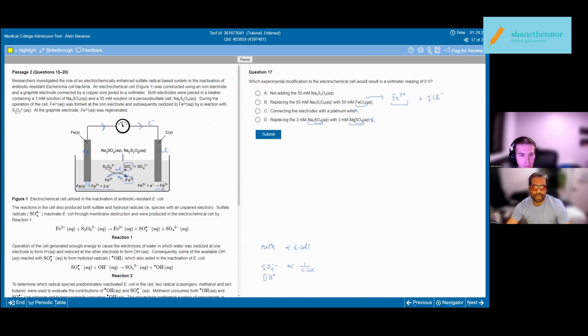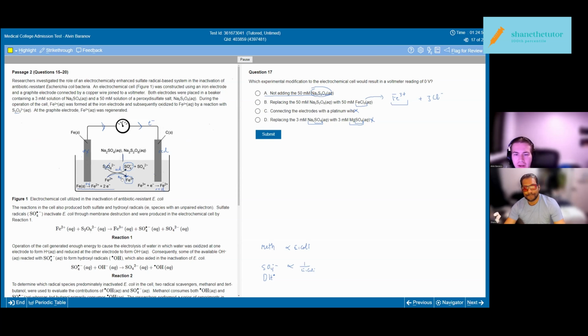But I think it would be A because if we just completely remove this, we remove that. There's nothing that will turn the Fe2+ into the Fe3+. So I think that is what would close, not close the circuit. It would make it so that the circuit will not be closed.